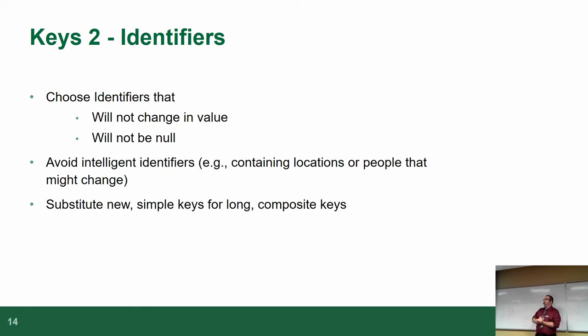Locations. Hey, let's use this person's address, their postal code, as their unique identifier. That's really useful. Did you ever happen, the rooming houses where you got five students living in one house? You all have the same postal code. And then one of you has a falling out with everybody else, and they move out, suddenly your postal code no longer is your identifier, because it changes. That's called an intelligent identifier.